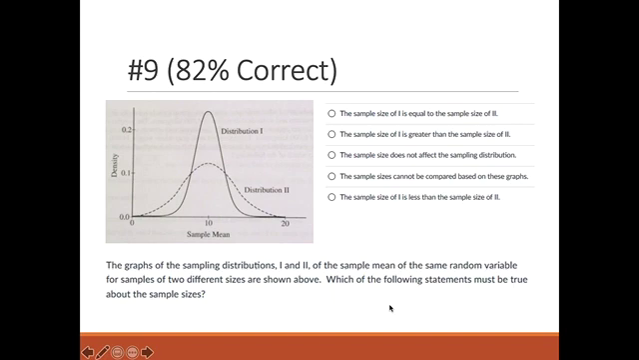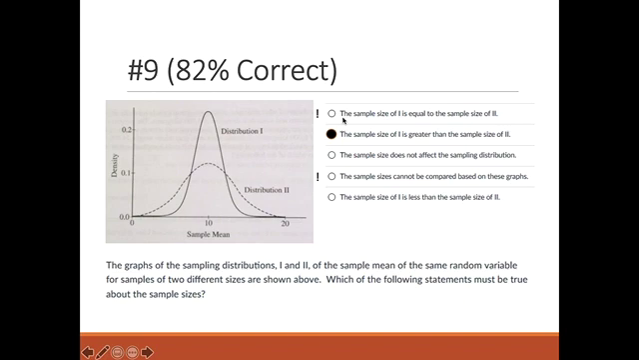So here, 82% got this question correct. Which of the following statements has to be true about the sample sizes? You have distribution 1 and distribution 2. The sample size of 1 has to be greater than the sample size of 2. Notice distribution 1 has a much smaller spread. Well, that comes from using a larger sample size. Distribution 2 has a bigger spread, so that would come from using a smaller sample size.